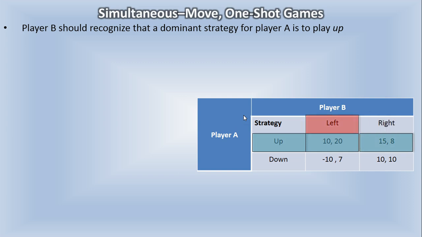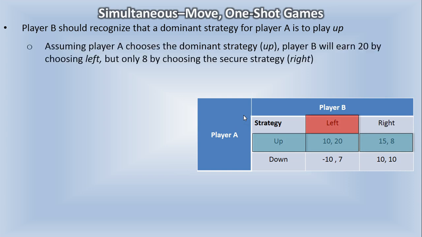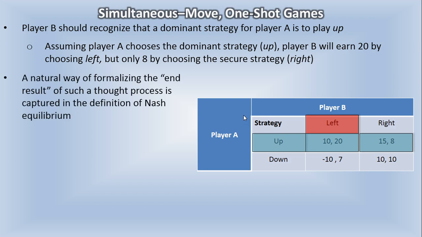So player B should recognize that player A has a dominant strategy, and that their dominant strategy is to play up. So assuming player A chooses the dominant strategy up, player B will earn 20 units by choosing left, but only 8 by choosing the secure strategy. So obviously it would make sense for the player to take into consideration what their rival is likely to do and choose left versus play their secure strategy. Again, given that they don't have a dominant strategy and are just trying to figure out what they should do.